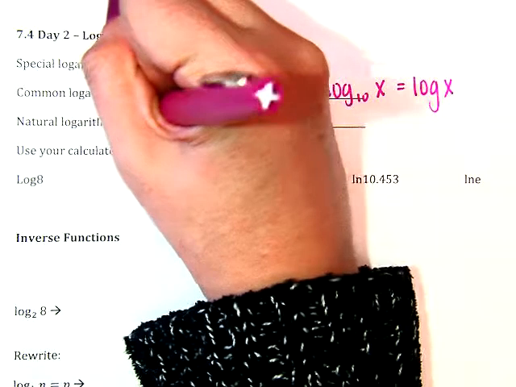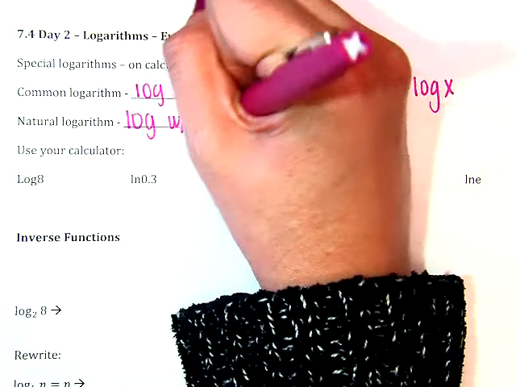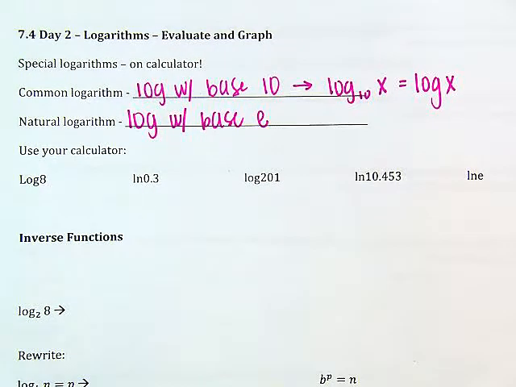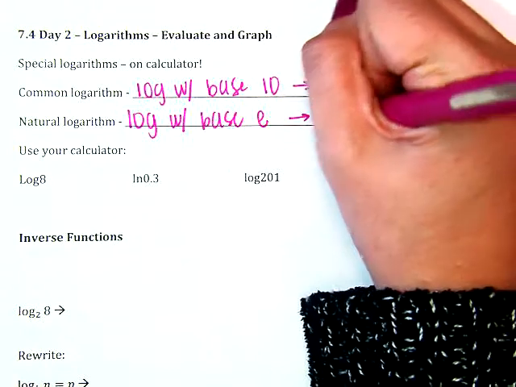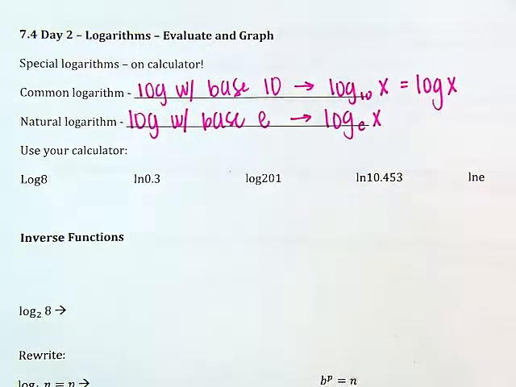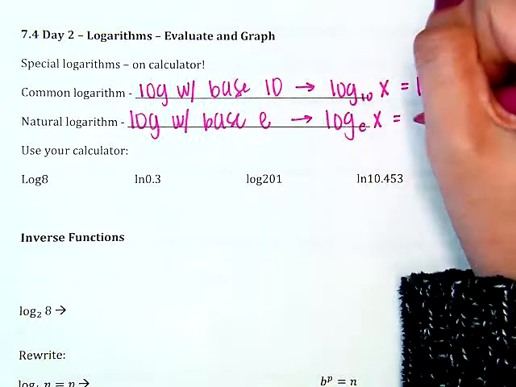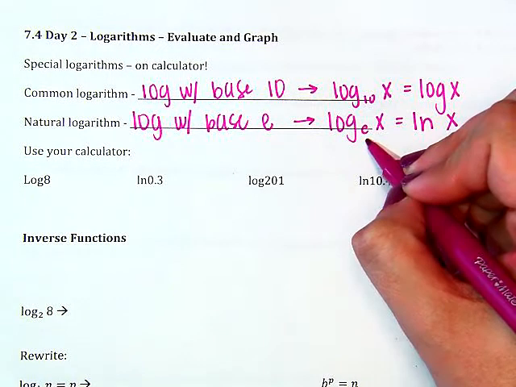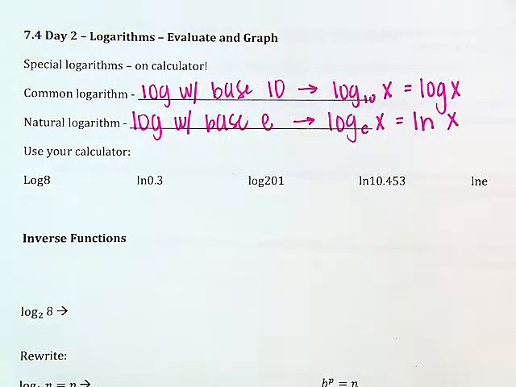Natural log is log with base e. We learned about e a little bit earlier in the chapter. So if you have natural log, that's like log base e of x, which is the same as ln x. ln means natural log or log base e. And there's a button like that on your calculator.